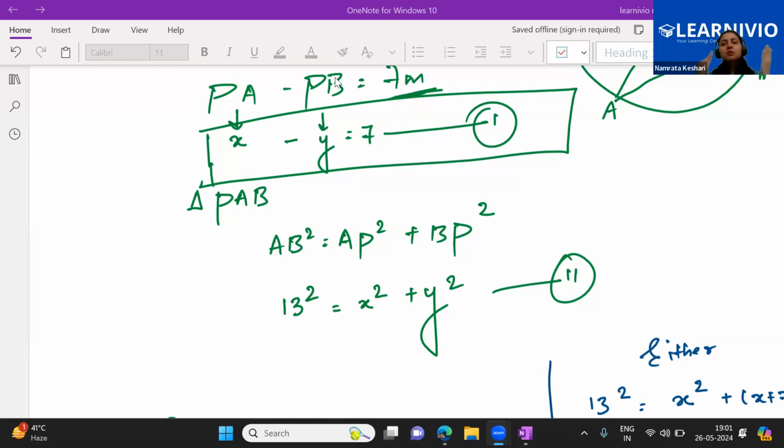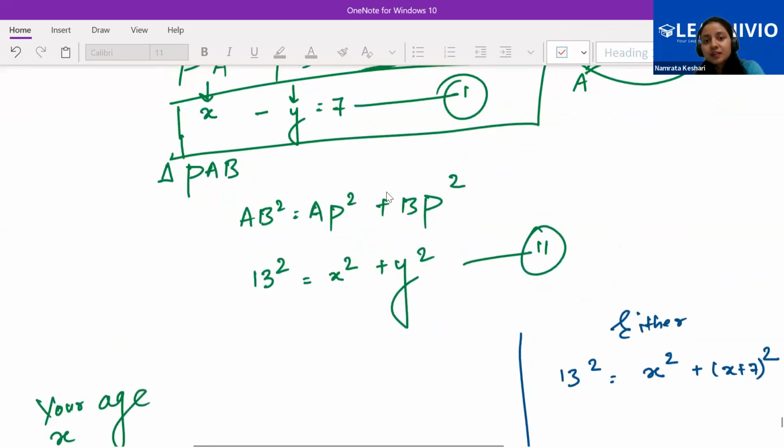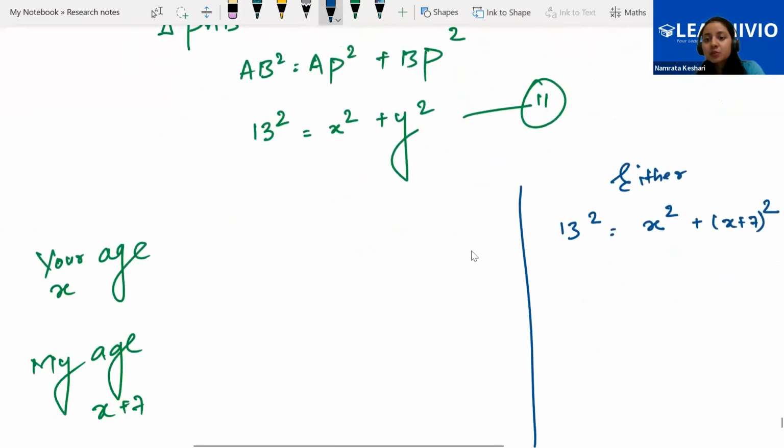Just the difference between both is 7. So you can take one of them as x, another as x plus 7, or you can take one of them as x, another as x minus 7. The gap is 7. Let me show you all the cases and you will land at the same answer. This one is clear, and you will be able to proceed if you are finding it like this.